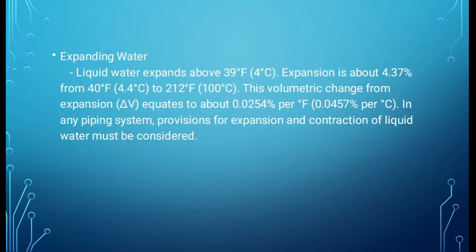Next is expanding water. Liquid water expands above 39 degree Fahrenheit or 4 degree Celsius. Expansion is about 4.37% from 40 degree Fahrenheit or 4.4 degree Celsius to 212 degree Fahrenheit or 100 degree Celsius. This volumetric change from expansion, or delta V, equates to about 0.0254% per degree Fahrenheit or 0.0457% per degree Celsius. In any piping system, provisions for expansion and contraction of liquid water must be considered.